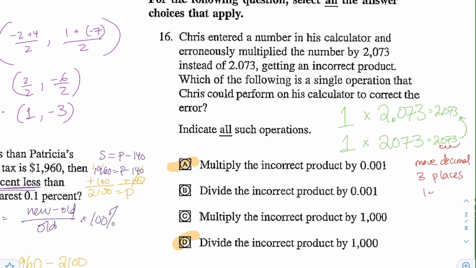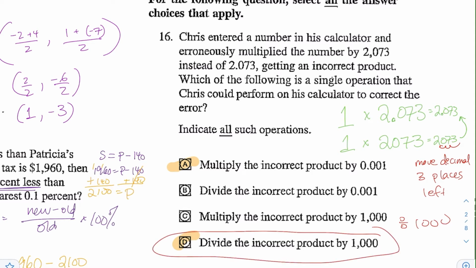And to do that, you can either divide by 1,000, which is choice D. And if you divide by 1,000, that's the same thing as multiplying by the reciprocal, because that's just keep, change, flip. That's multiplying by 1 over 1,000, because originally 1,000 is 1,000 over 1, so the reciprocal of 1,000 is 1 over 1,000. Or that means multiplying by 0.001, which is 1,000ths. And that's choice A. So A and D both work.